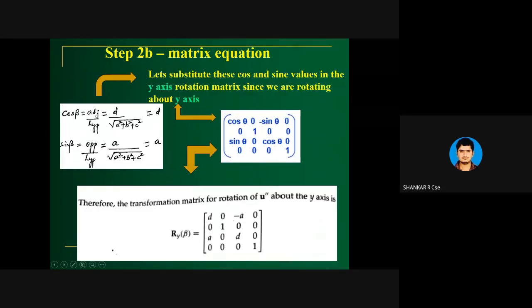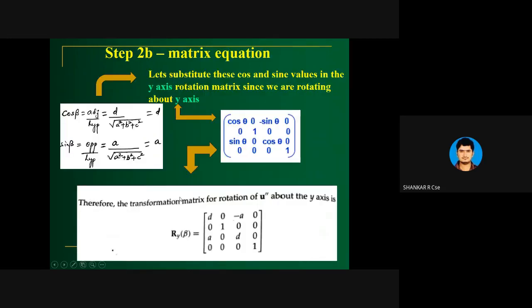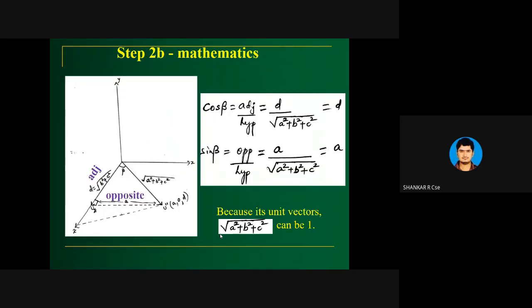Now let us substitute in the y-axis rotation matrix. Why? Because step 2b is all about the y-axis. That is the reason the second coordinate is 0. So the y-axis rotation we know. So substitute these cos beta, sin beta into the y-axis matrix. We will get this. In the textbook, they have gone via dot matrix and cross matrix. So 2b is done. The theory is done here, the mathematics and the equation.